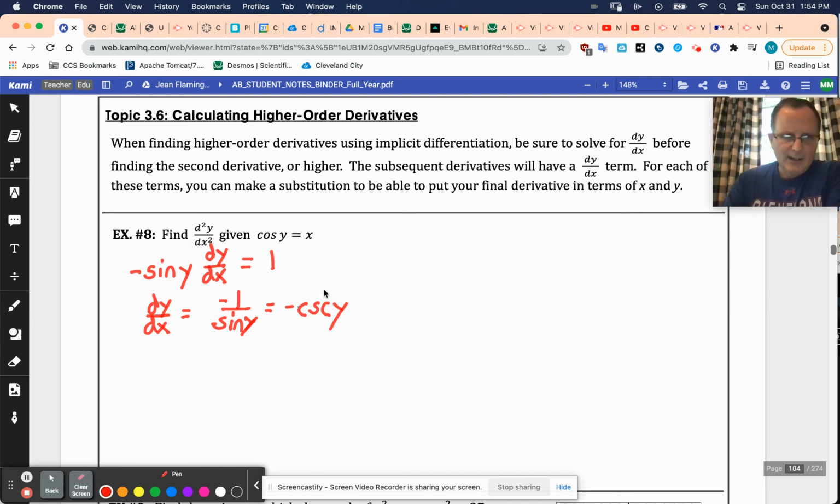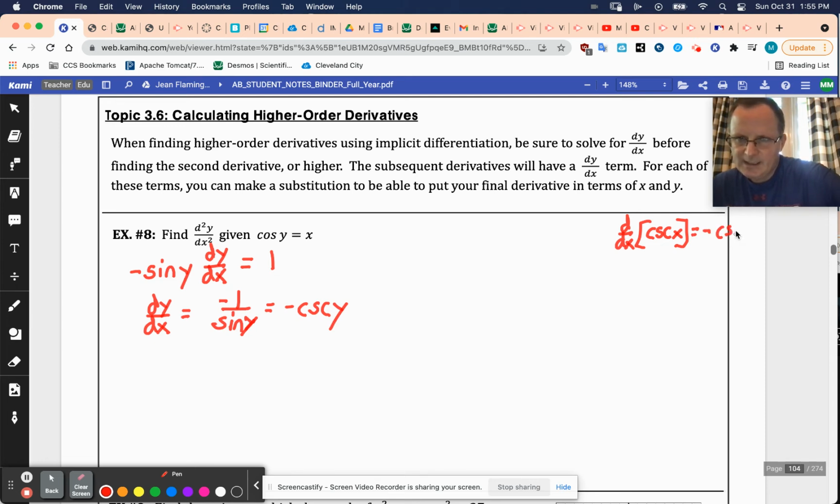Just remember, as a little side note, that the derivative with respect to x of cosecant x is negative cosecant x cotangent x. That's one you've got to know. You just got to know it. We're going to deal with that in just a second.